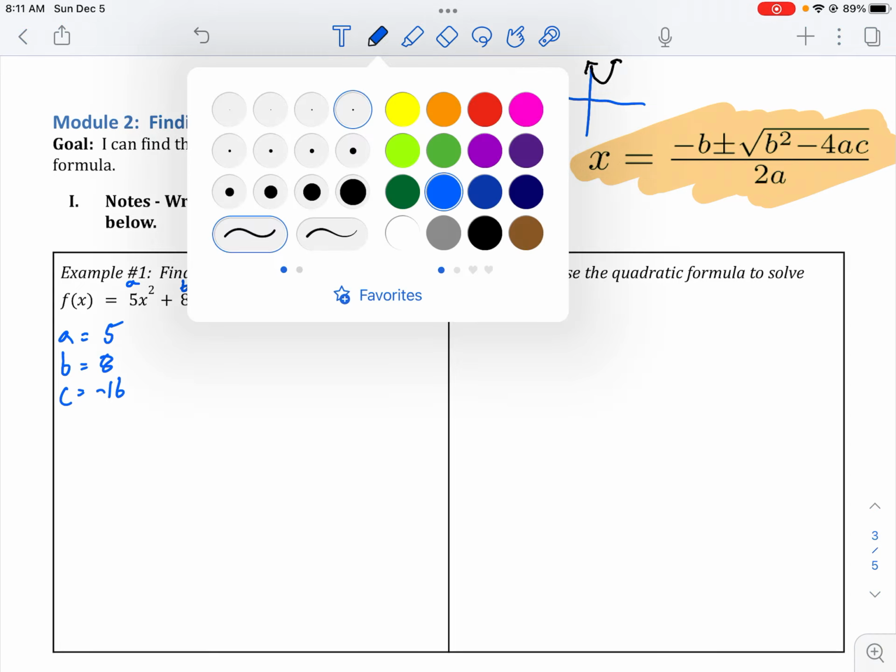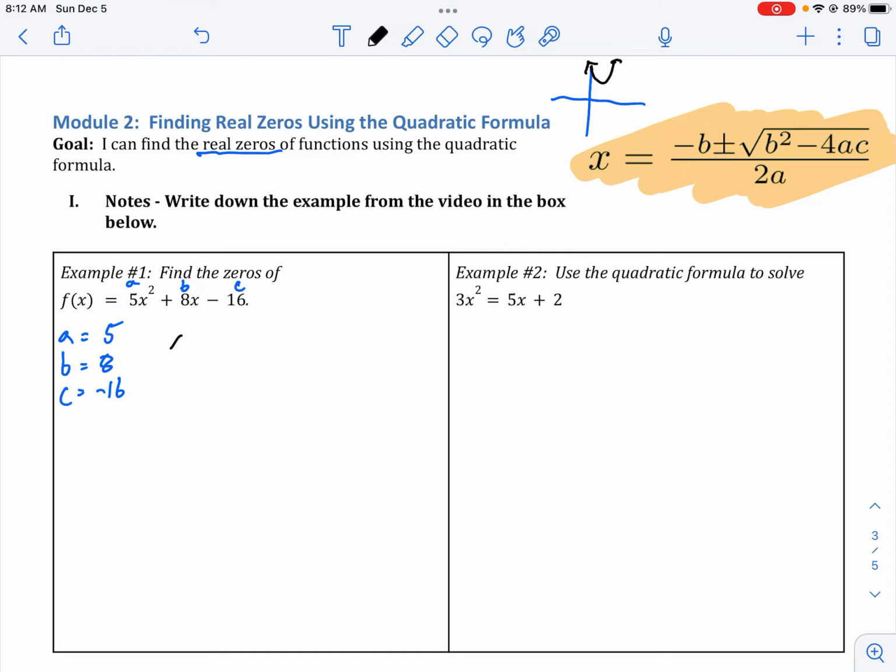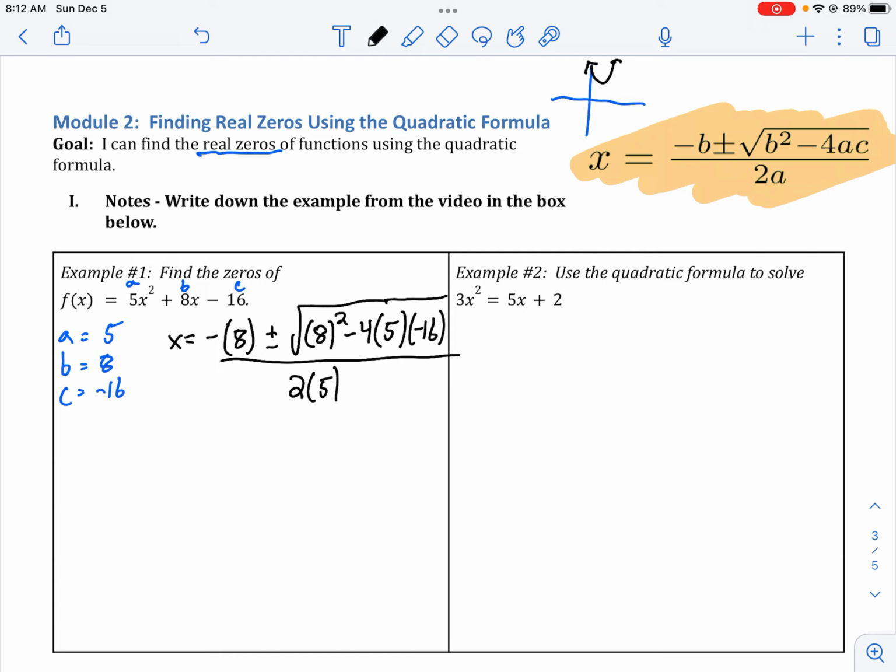Now, we're going to substitute this into the formula, and I'm just going to rewrite the formula with our a, b, and c substituted. So x is equal to negative, and then b was 8, so I'm going to put 8 in, plus or minus, that's how we say that sign, and we'll talk about it in just a second, the square root of our b value, which is 8 squared, minus 4, times a, which is 5, times c, which is negative 16, all divided by 2 times 5.